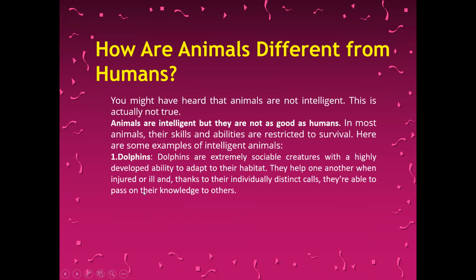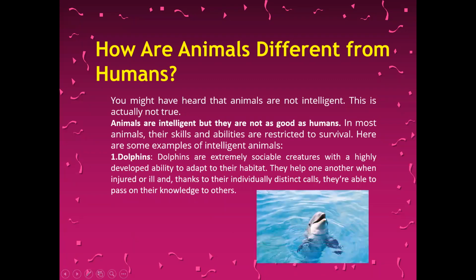Next. So first of all, how are animals different from humans? You might have heard that animals are not intelligent, but I can prove that it is false. It is not true. Now, why is it not true? I can consider that animals are not as intelligent as humans. In most animals, there are many skills and abilities necessary for their survival. Here are some examples of intelligent animals. The first example is dolphins. Now, I think many of you know this fact.